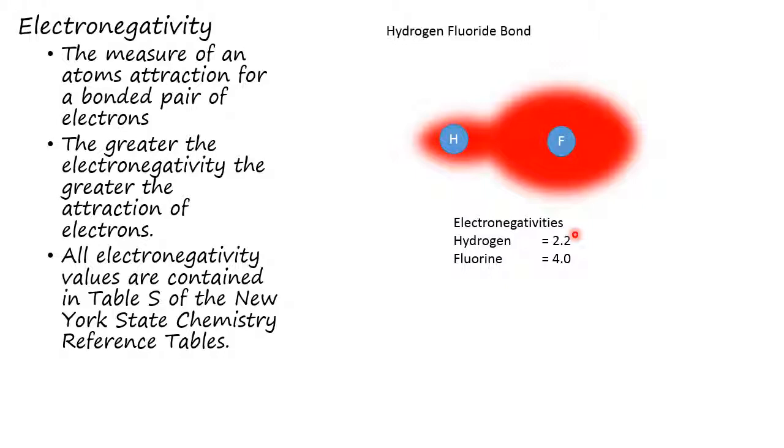And to find these values, all you have to do is look up the electronegativity values contained within Table S of the New York State Chemistry Reference Tables. And basically, the greater the electronegativity value, the stronger the attraction for the electrons contained within the bond.